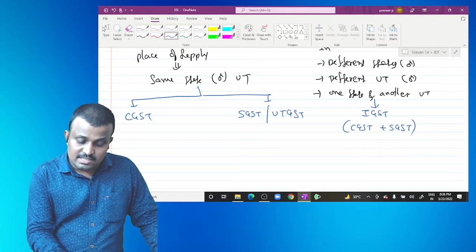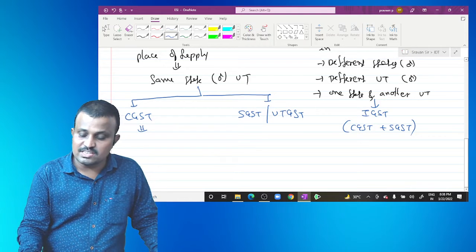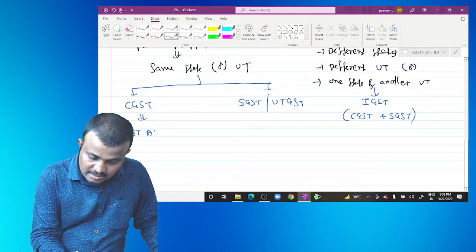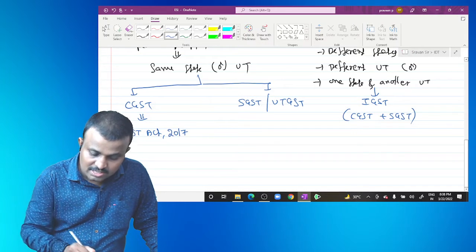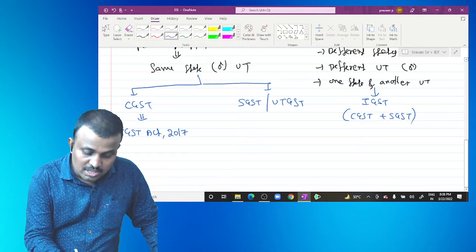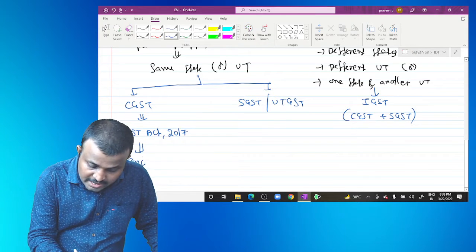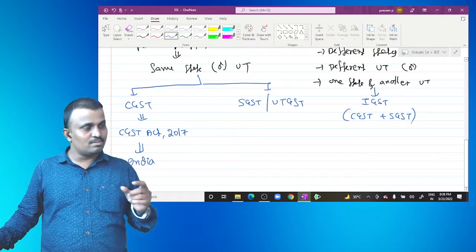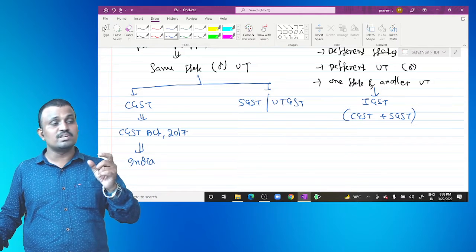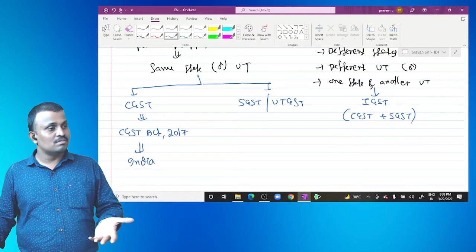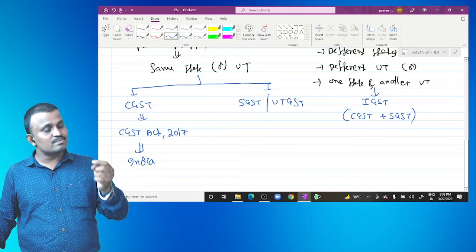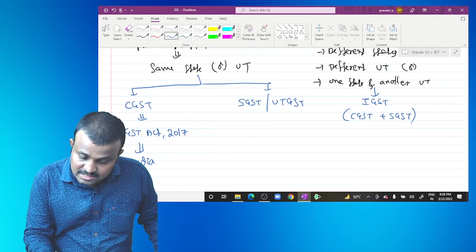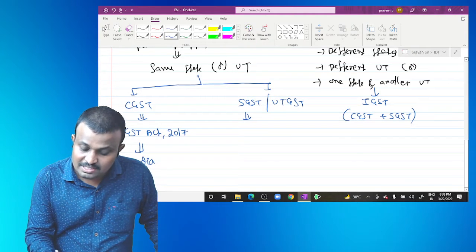So here CGST is levied as per the CGST Act 2017, which applies to the whole India. Previously, the provision was that it applies to whole India except Jammu and Kashmir, but now that provision is not required. Whole India means including what? Jammu and Kashmir.